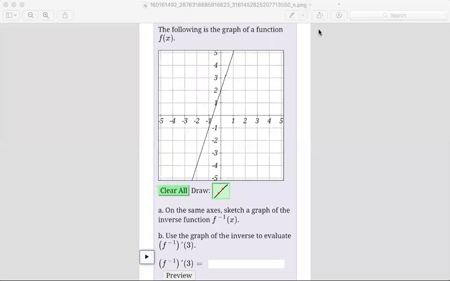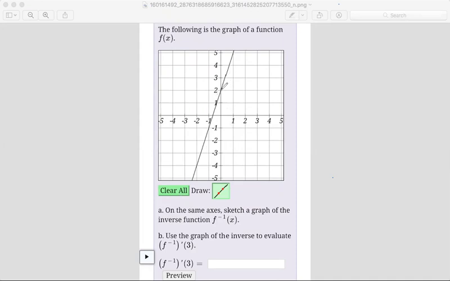So this problem says the following is the graph of the function f of x. On the same axes, sketch a graph of the inverse function f inverse of x. So the easiest way to sketch a graph of the inverse function is to identify some points on the graph, first of all.